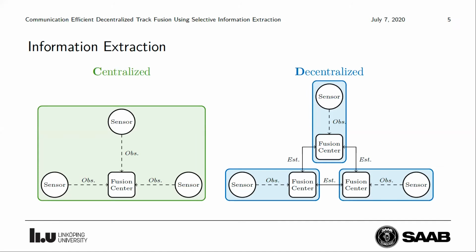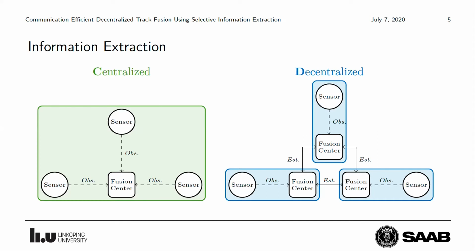Extracting information will depend on the specific fusion architecture. In a centralized sensor network, the fusion center has direct access to the observations from the sensors. The common and reasonable assumption is that the observations are mutually uncorrelated. This means that it is rather straightforward to utilize all information extracted by the sensors.